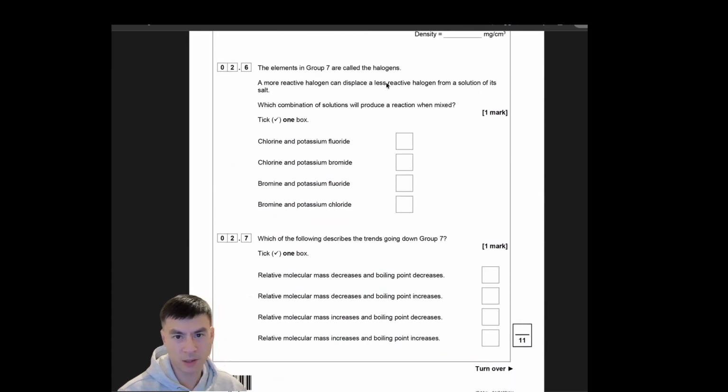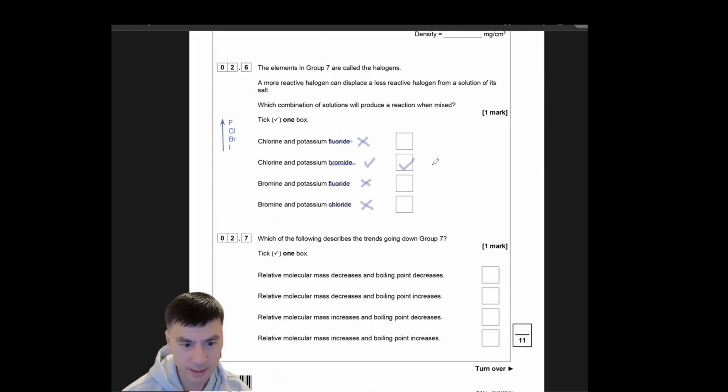2.6 Elements in group 7 are called halogens. More reactive halogen can displace a less reactive halogen from a solution of its salt. Which combination of solutions produce a reaction when mixed? 最上嗰個係 fluorine、chlorine、bromine、iodine. More reactive will displace less reactive. Okay, increasing reactivity. 咁 chlorine 可唔可以 kick out the fluoride 咧？Cannot. Chlorine 可唔可以 kick out the bromide? Yes, 因為佢上邊。Bromine 可唔可以 kick out the fluoride? Cannot. Bromine 可唔可以 kick out the chloride? 喺佢下邊。Nope. That's the answer.